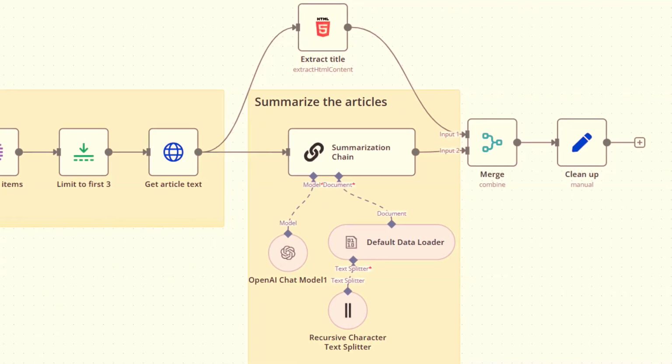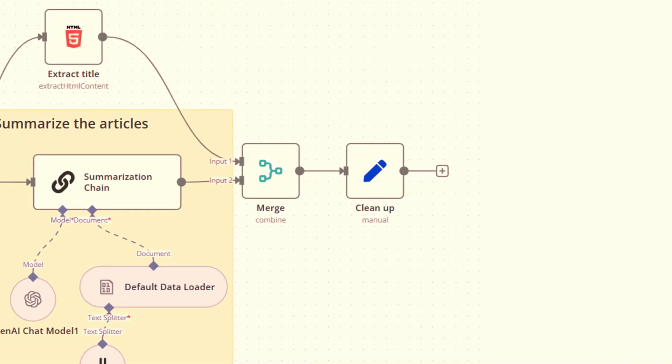And then we move over to the LLM part of the workflow. The LLM summarizes each of the 3 articles. It uses OpenAI's chat model to do the summarizations, and it loads the article text into the large language model using a data loader called the recursive character text splitter. And then at the end, we go back into traditional programming logic. The workflow merges the article's titles, which were extracted from the raw HTML, with the summary of the article generated by the LLM. We have some post-processing just to clean up using traditional programming logic as well.